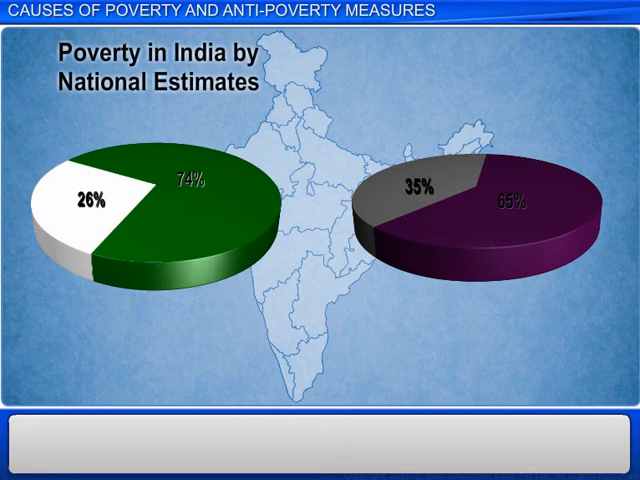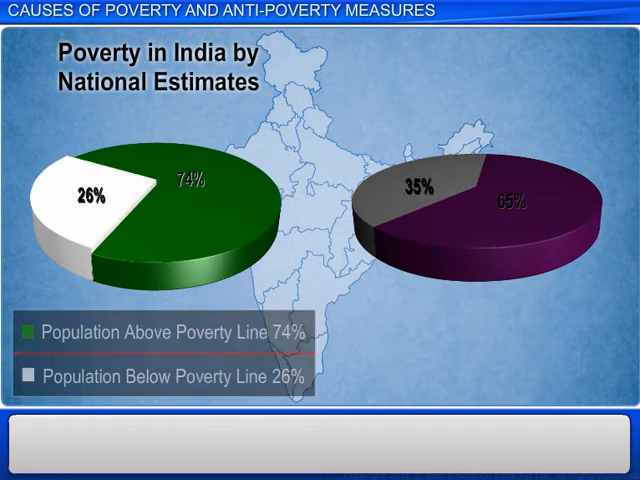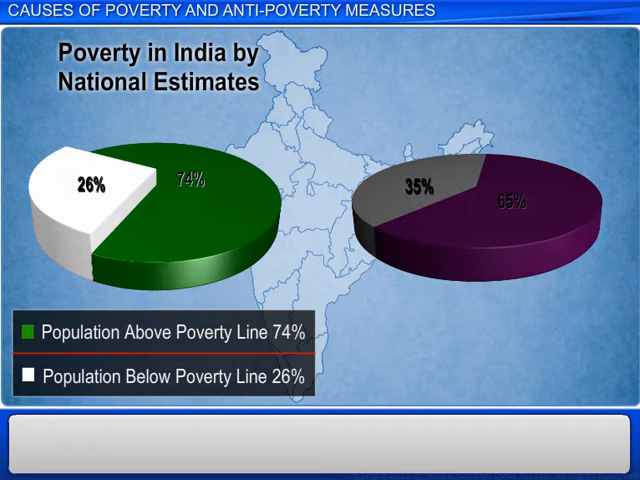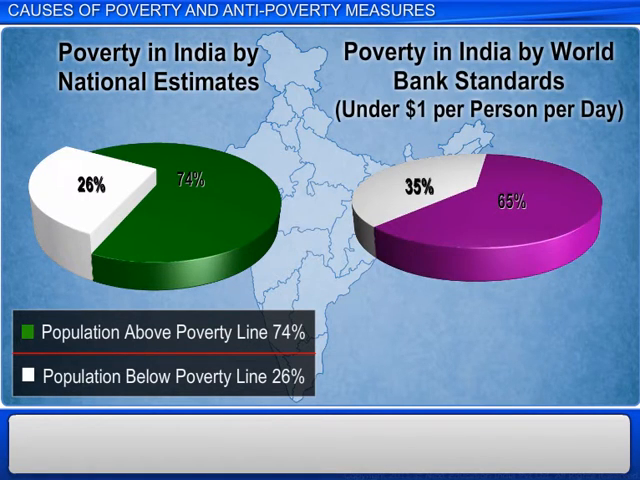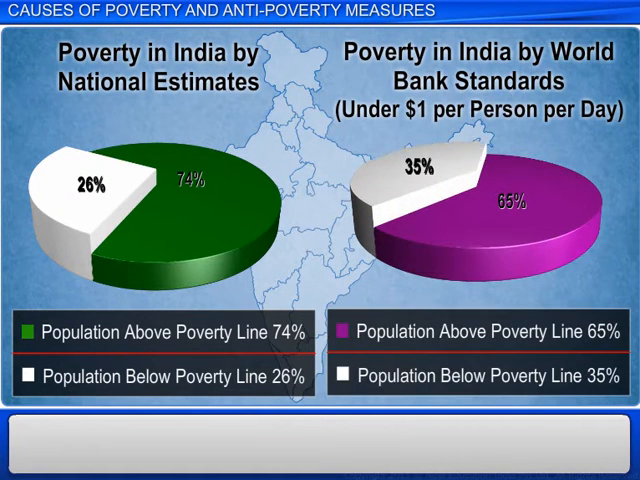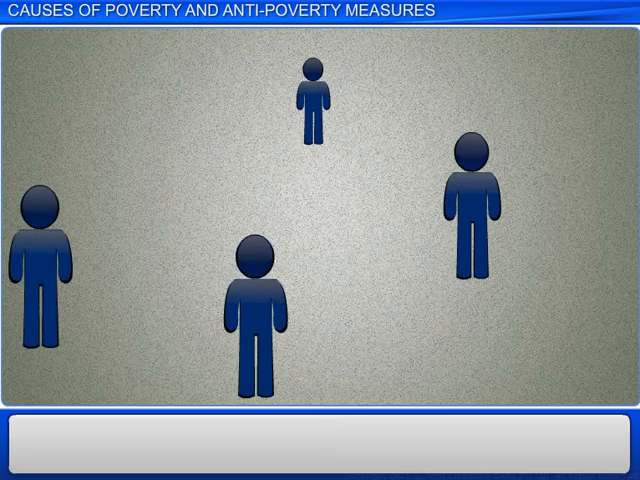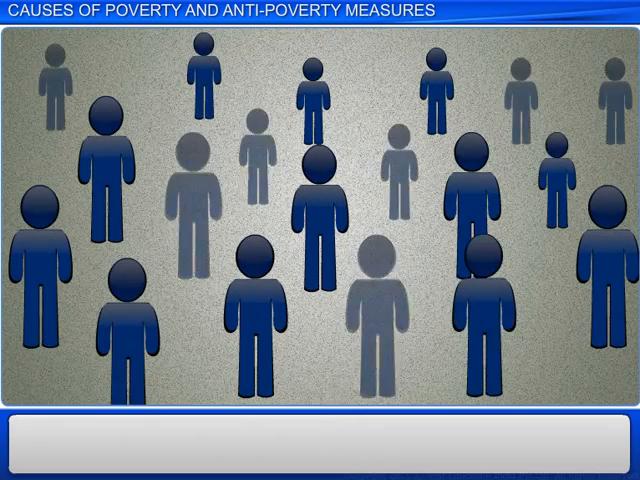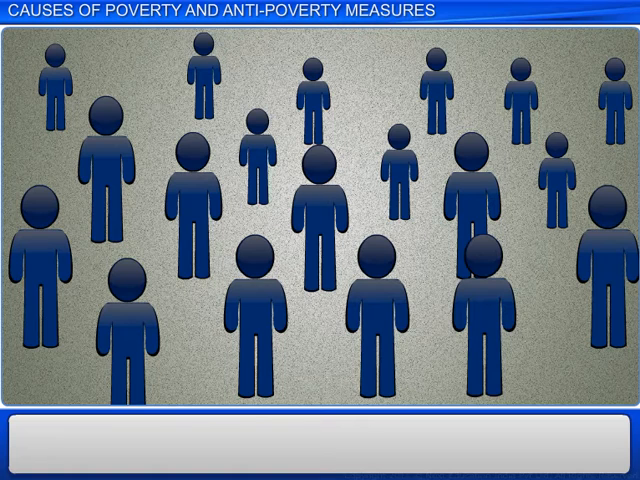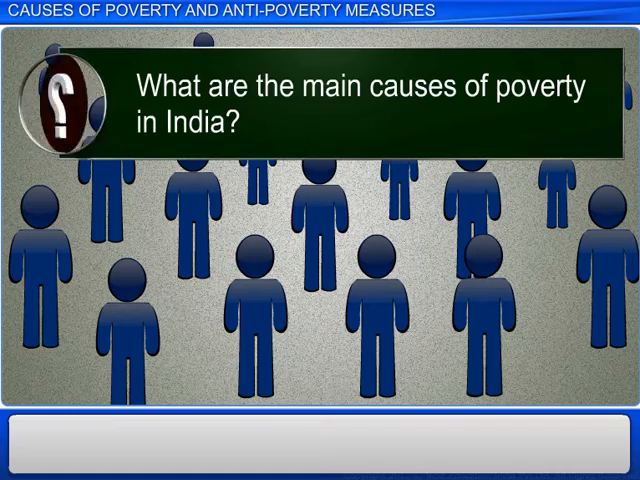As per our national estimates, 26% of the population in India lives in poverty. Applying the World Bank standard, this figure goes up to around 35%. These figures are quite high considering the huge population of India. This brings us to the question, what are the main causes of poverty in India?